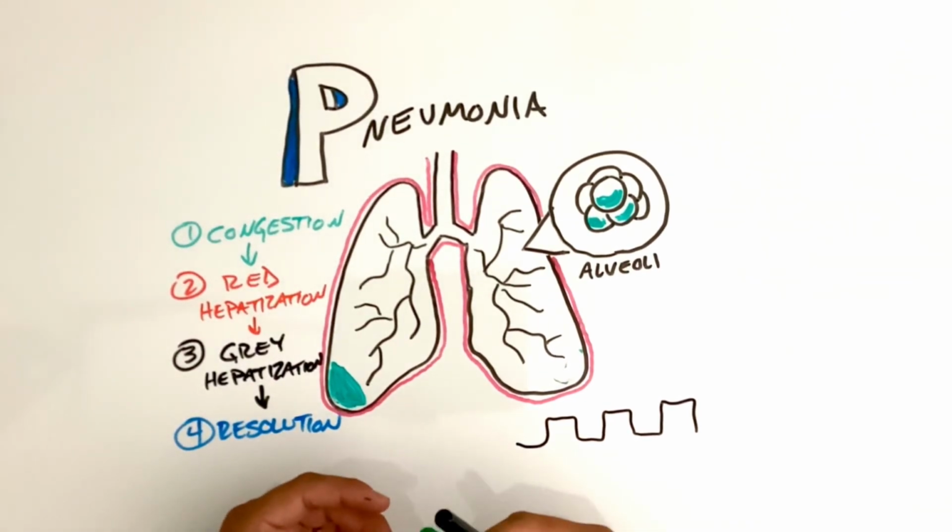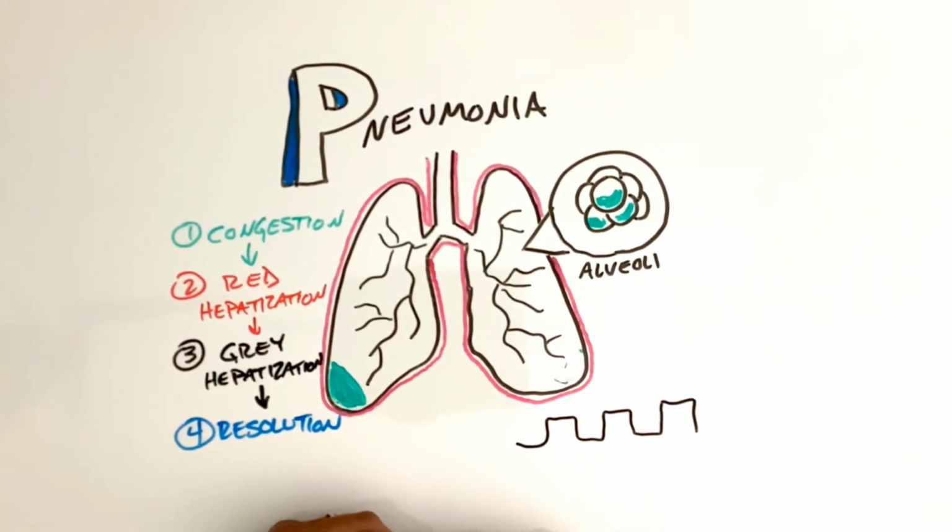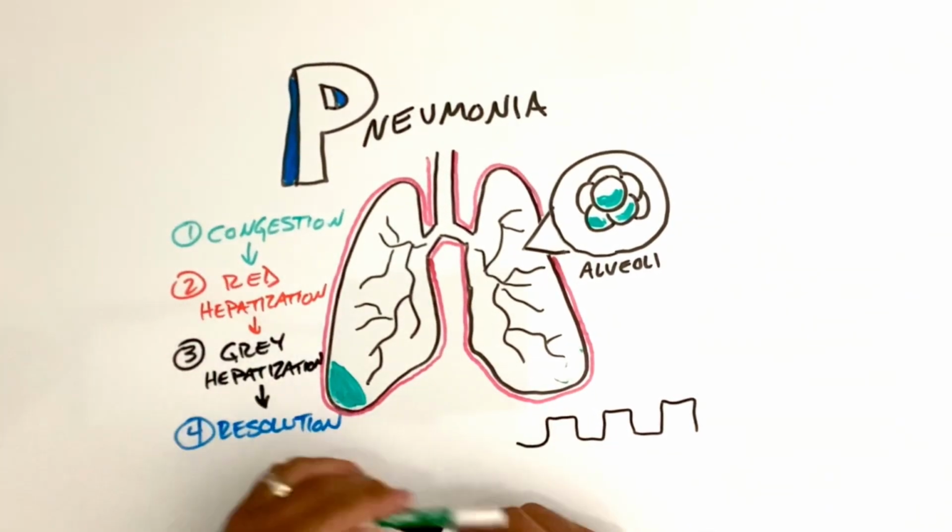This is where the patient starts to cough and our O2 sats start to drop and we don't have appropriate gas exchange, so that's going to cause an issue. What are the 4 stages of pneumonia? So our first stage is congestion.